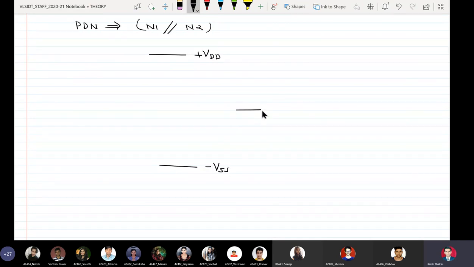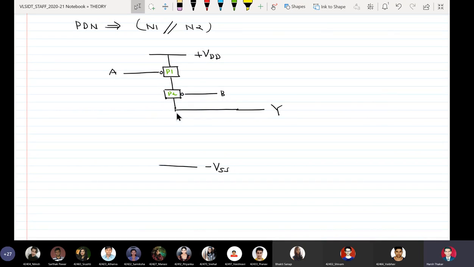Okay, that is why if I combine both of them, it becomes the power rails here, VDD and VSS, output node Y, and my pull-up is P1 series P2. So I have P1 series P2 forming the pull-up network. A and B, pull-down network. I have N1 parallel N2.